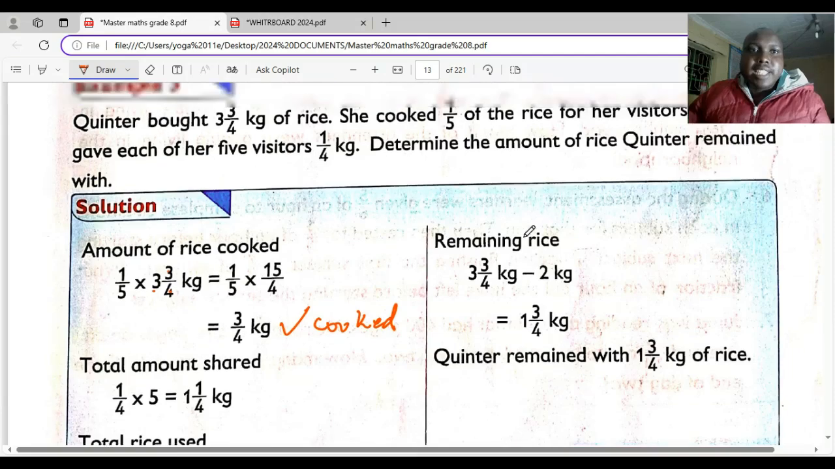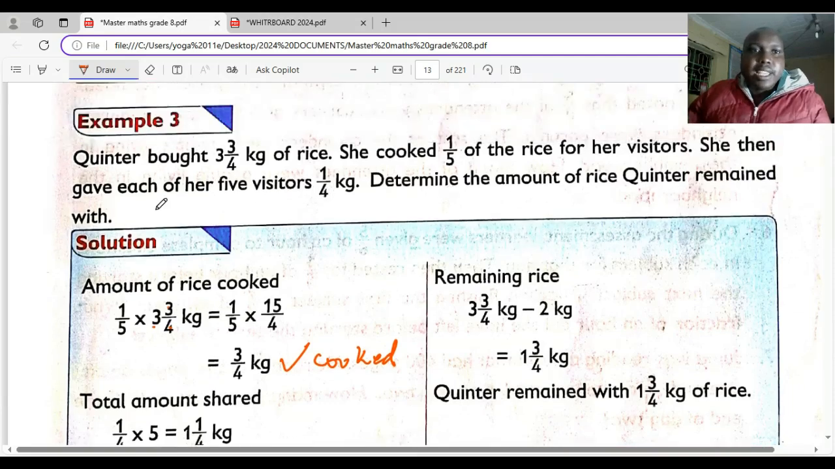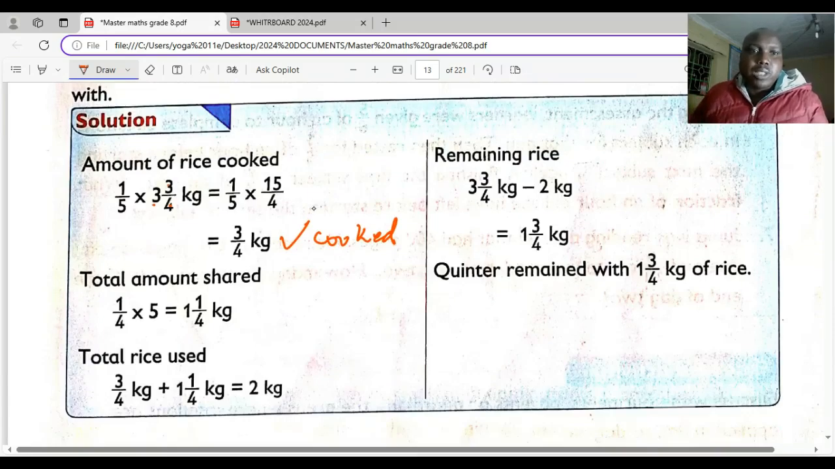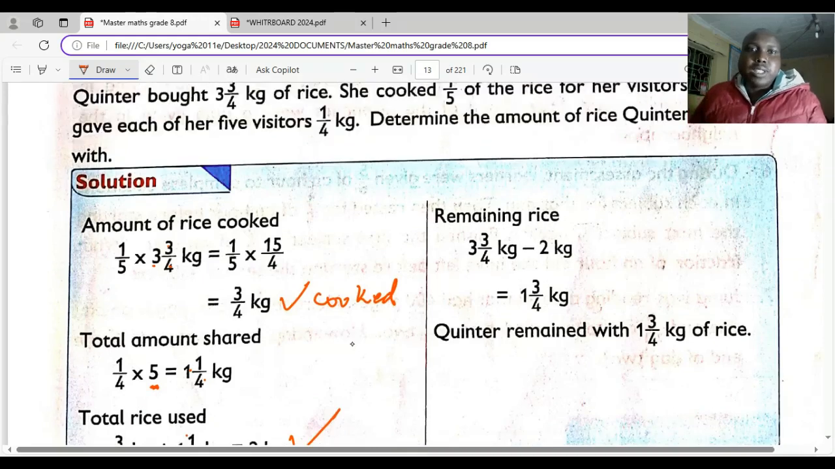Now she gave each of 5 sisters 1/4. So 1/4 times 5, that is 1 over this. Now the total cooked and given out. So she cooked 3/4 and gave the sisters 1/4. So in total, the used rice is 2 kg. Now what remained? The total was 2/4. So you subtract 2 kg. What remained is 3/4 kilograms.